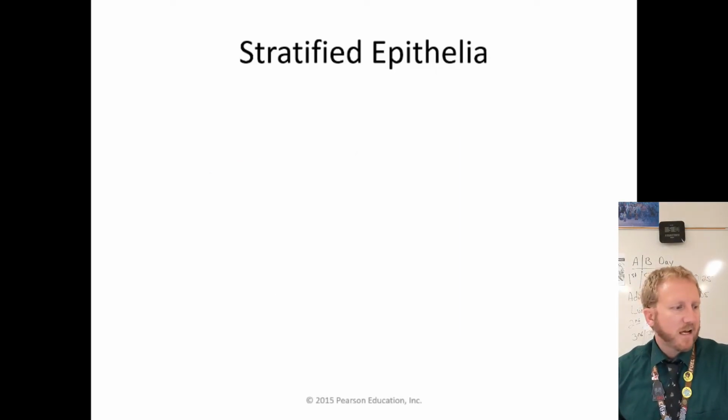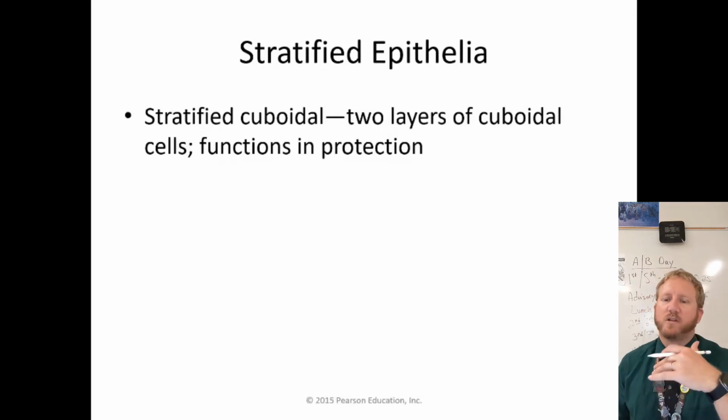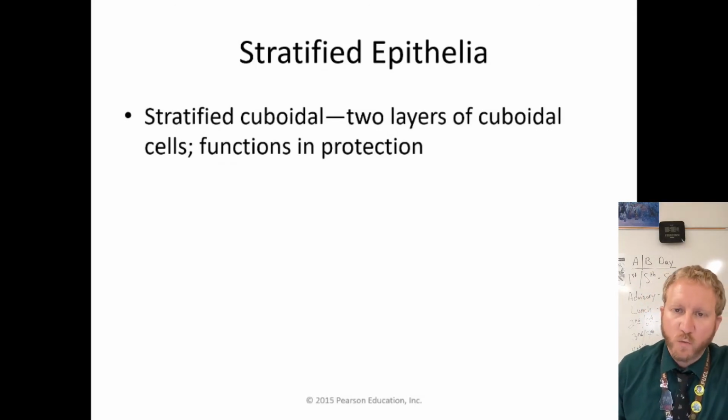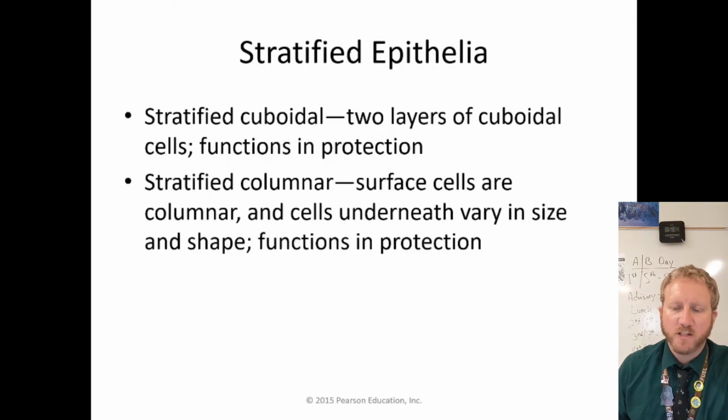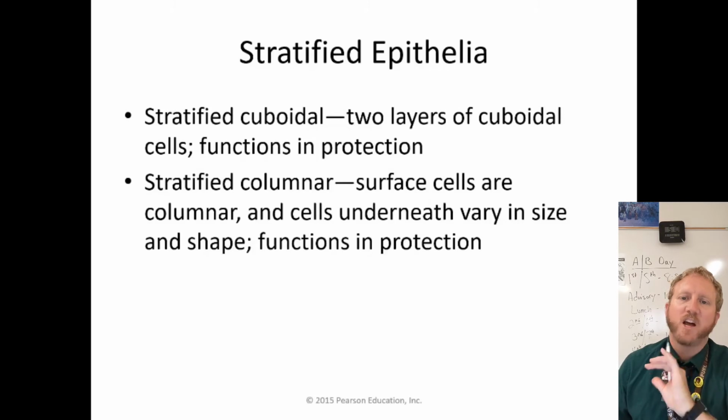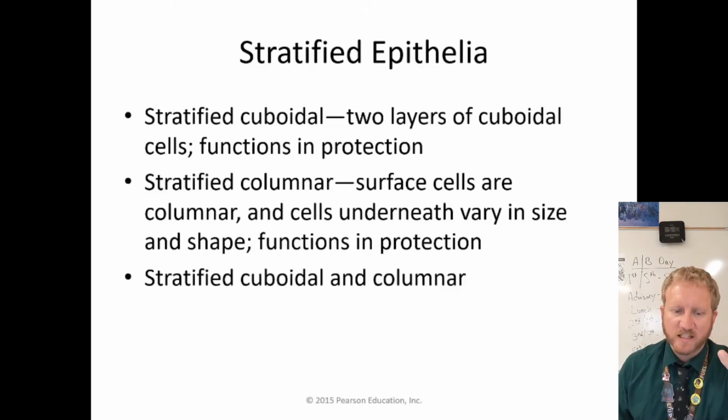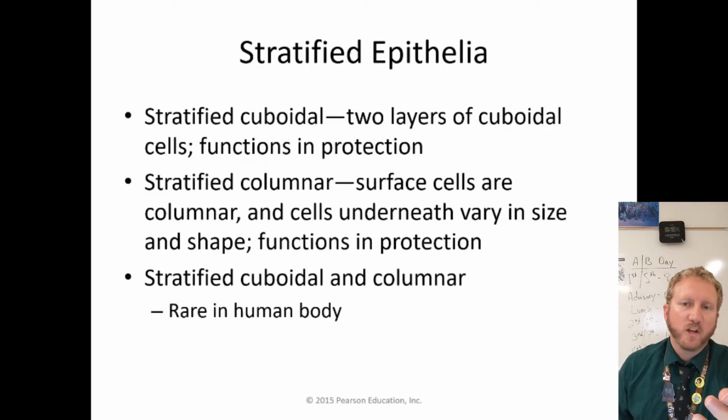Stratified cuboidal cells are typically two layers of cuboidal cells, and their function is protection. Same thing with columnar cells. The surface cells are columnar, and then the other layers underneath are different sizes and shapes. That's also protection. But like I said earlier, those are very rare in the human body, and those are found in the ducts of very large glandular tissue.